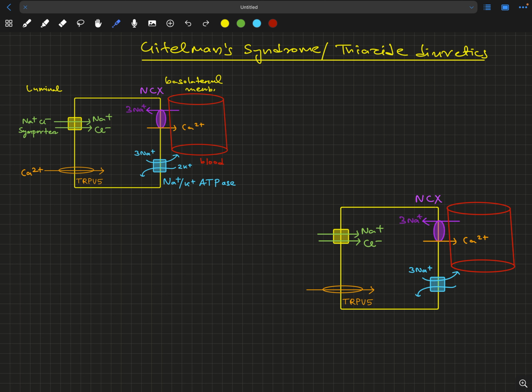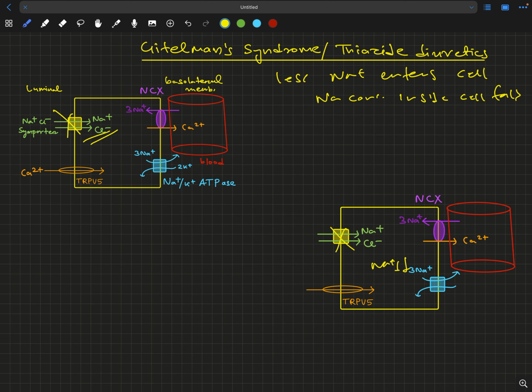Less sodium enters the cell. Whether thiazide diuretics or Gitelman, less sodium enters the cell is the point. Now what happens to intracellular sodium? Think carefully. Normally the sodium is entering through this channel into the cell. If we block this channel, there will be less sodium inside the cell. Therefore the sodium concentration inside the cell falls. This is the most important event. Everything else happens because intracellular sodium concentration decreases.